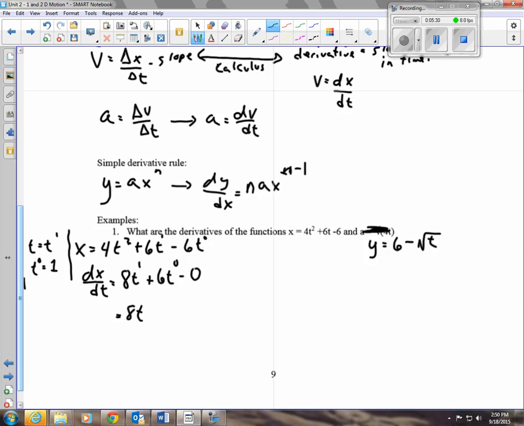I know t to the 0 is 1. 6 times 1 is just 1. So that is my dx divided by dt. So that would be my velocity at any time t.